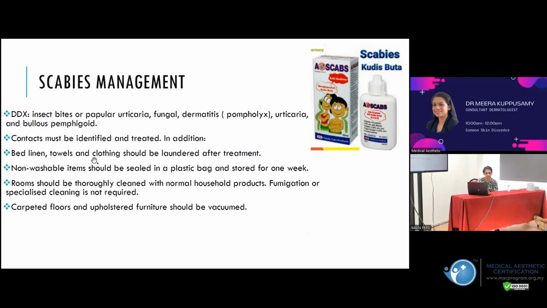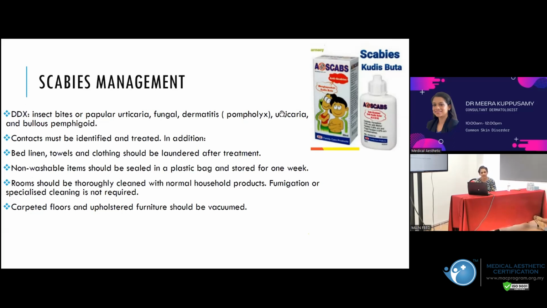All the things that are fabric, like linen, the bed sheet, towels, clothing must be washed with hot water. Things that you cannot wash, you need to seal them and not use for a week, because these Sarcoptes scabiei eat dead skin cells. If they have no skin cells to eat, they will die. And then the room needs to be cleaned. Fumigation is not necessary. Floors and furniture all need to be vacuumed.